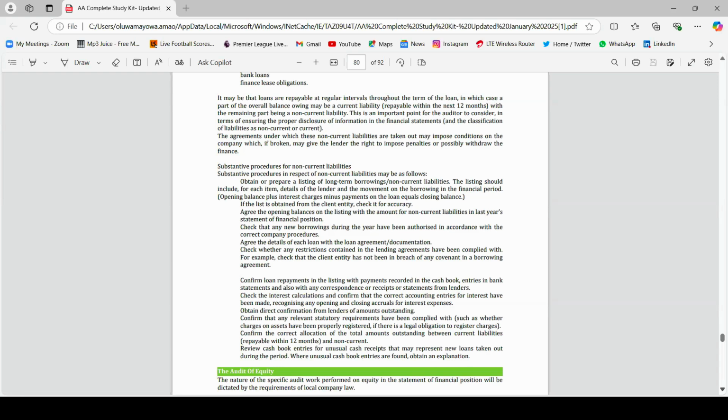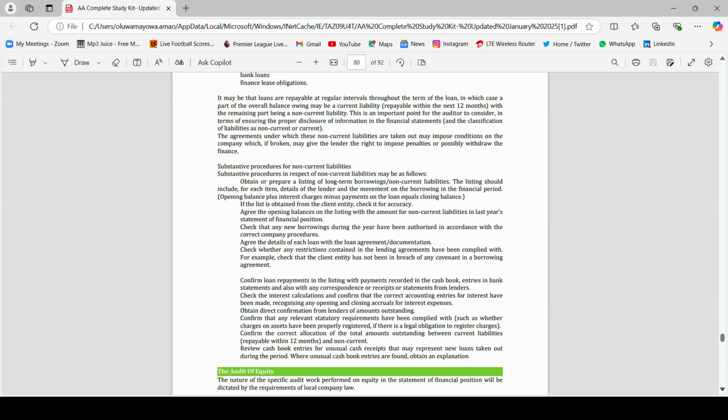You want to check the loan agreement. What does the loan agreement say? Are you to pay after 6 months? Is there documentation? Is there a special clause around the loan? So the auditor wants to check for all of this. It's pretty simple like the other one. Obtain the listing, check that the list is accurate, check that the opening balance and the closing balance are correct, and check for the loan agreement, the loan clause, and the details of the loan being followed by the client, and check whether there is any restriction in the loan agreement.